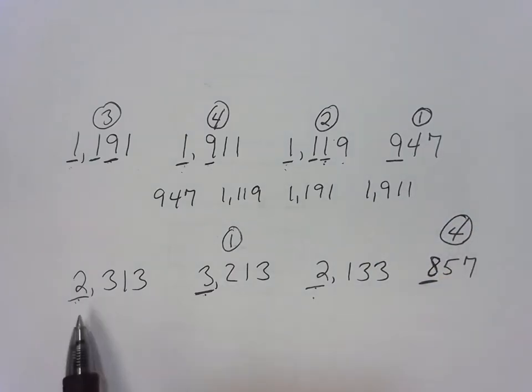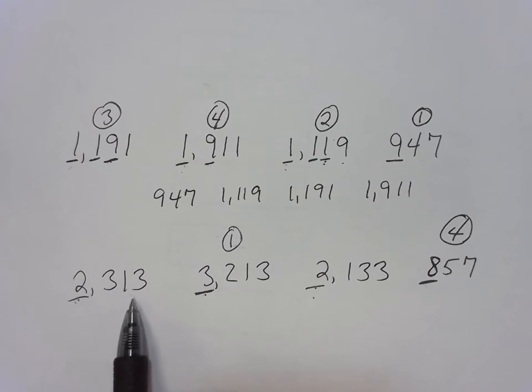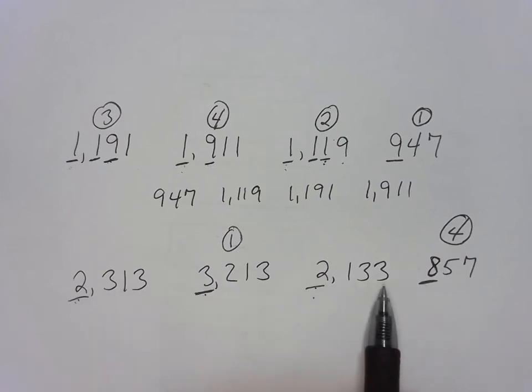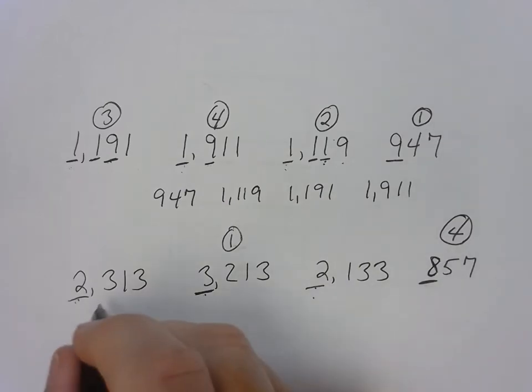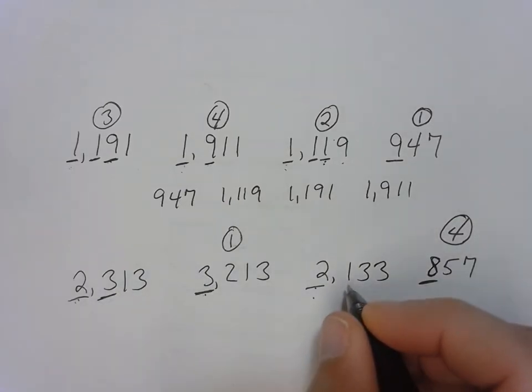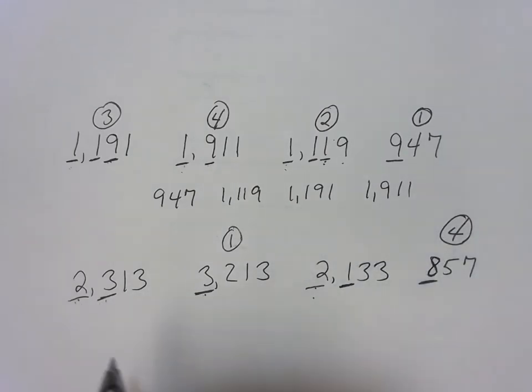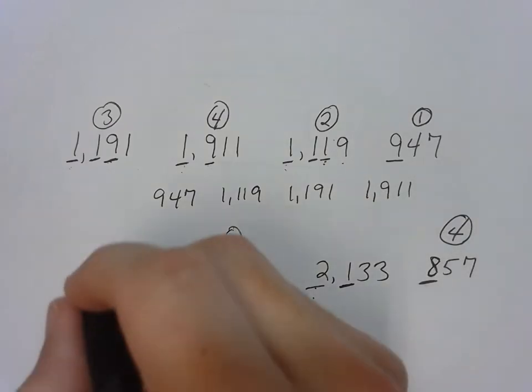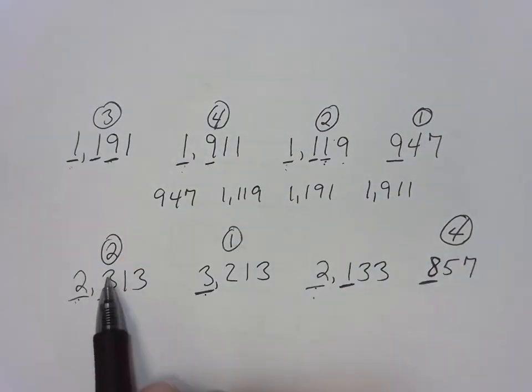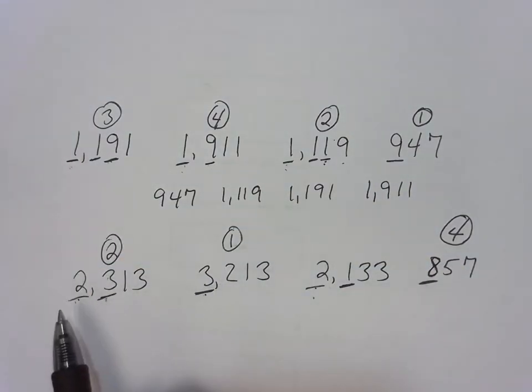So now we need to figure out between 2,313 and 2,133, which one's bigger and which one's smaller out of those two. So I go to my next largest place value, the hundreds place, the 3 in the hundreds place, and the 1 in the hundreds place. The 3 is the larger digit in the hundreds place, so that makes 2,313 larger than 2,133. So that's going to be the second number that I write since I'm going from biggest to smallest.